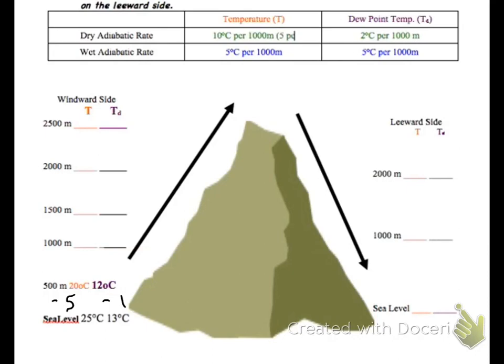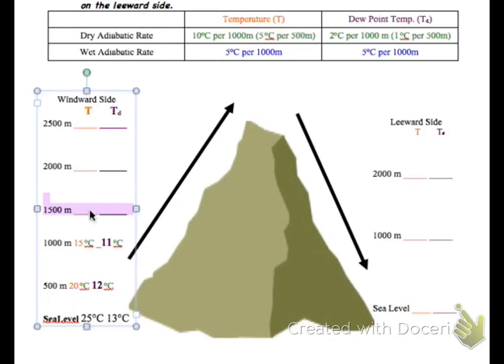So going to the next slide, you'll see I corrected my rates for you, just cleaned it up, and I did my numbers again. So I went from 20 degrees Celsius, I went up in altitude another 500 meters, so I decreased another 5 degrees, and for my dew point I went up another 500, so I decreased 1 degree, and I have 15 degrees and 11 degrees. So if I was standing at this point on the mountain, it is 15 degrees Celsius, and the dew point, sorry, is 11 degrees Celsius.